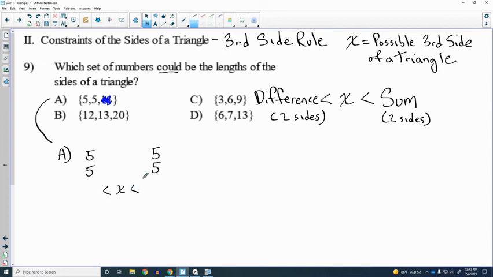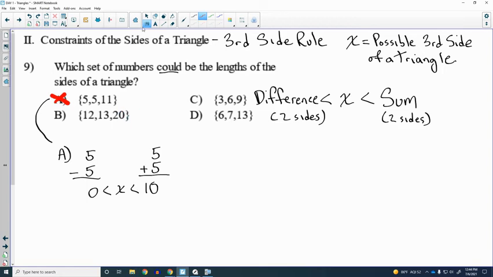Now, the rule says that that third side has to be less than the sum. Okay, I'm going to add them. 5 plus 5 is 10. That means the third side has to be less than 10, but also greater than the difference when I subtract them. So 5 minus 5 is 0. So obviously it has to be bigger than 0. So the third side of that triangle can be a triangle if it's less than 10 and greater than 0. Oh, what number was there? 11. Guess what? 11 is not less than 10. So this cannot be a triangle. So therefore, it can't be A.